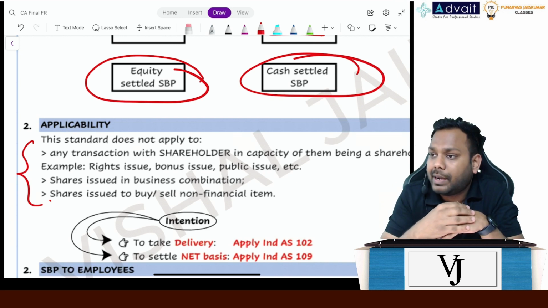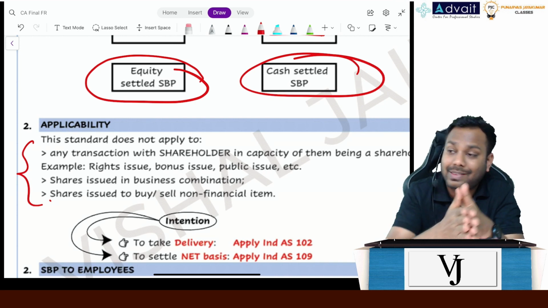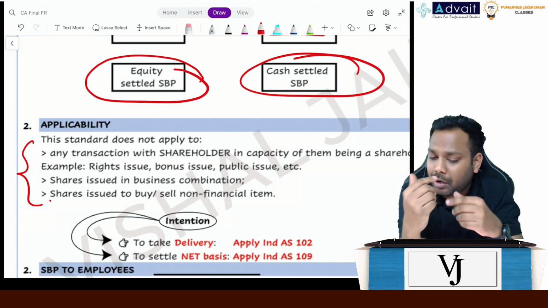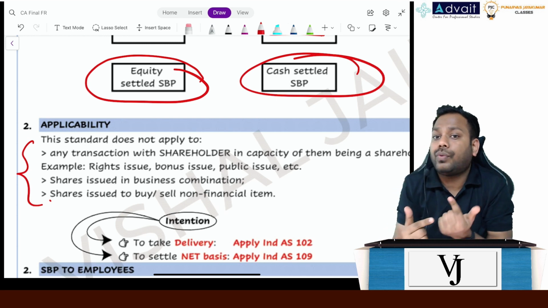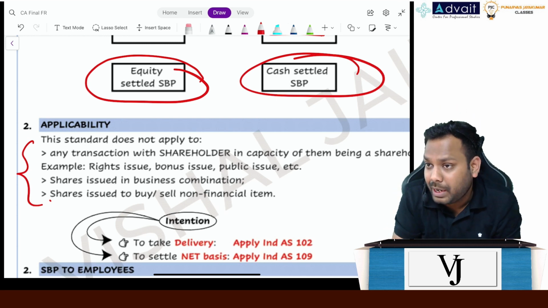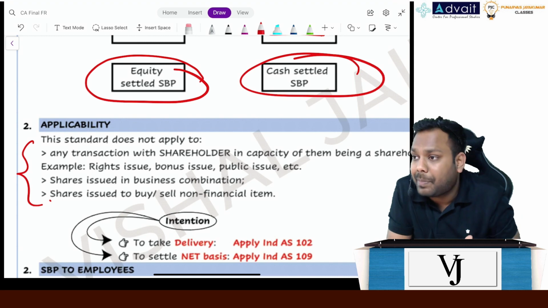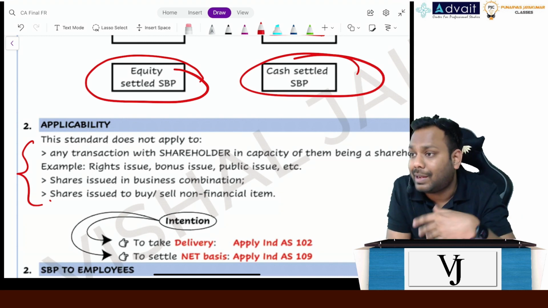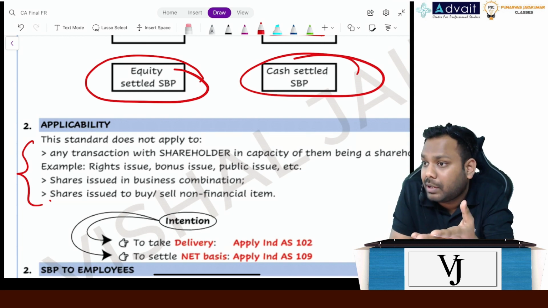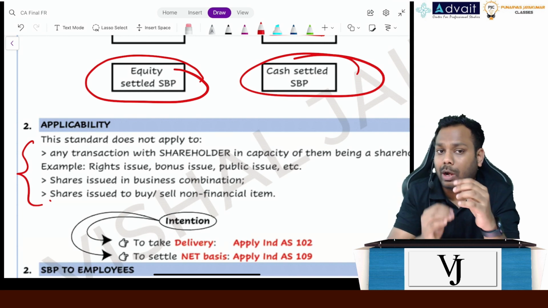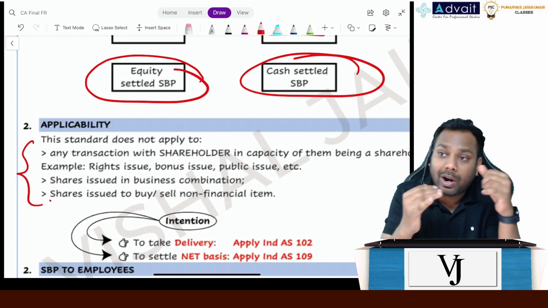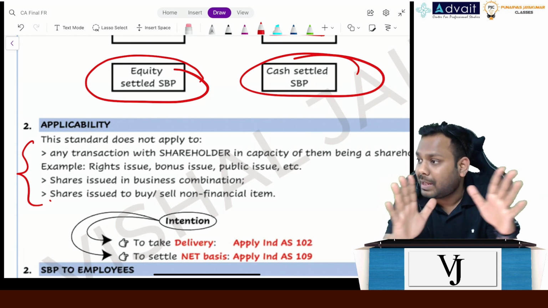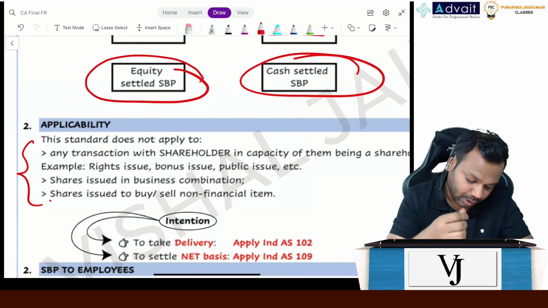If I come up with a rights issue, I will definitely give preference to the existing shareholders, and you get these shares in the capacity of being a shareholder. Whenever you get shares in the capacity of being a shareholder, that transaction is not covered here. But if you are getting the shares in the capacity of being a vendor, that transaction is covered here. So the vendor-vendee relationship is what matters here, and not the shareholder and company relationship. Is the applicability clear? That's what is written here.